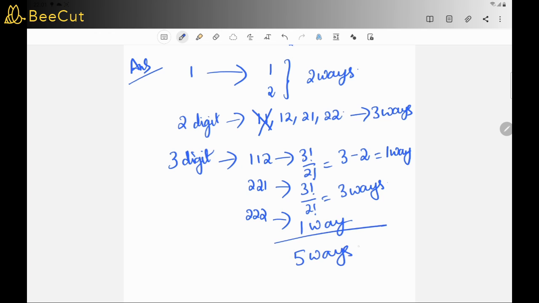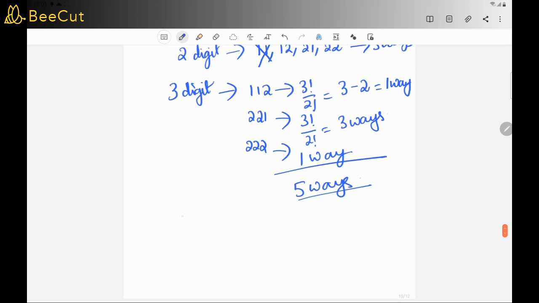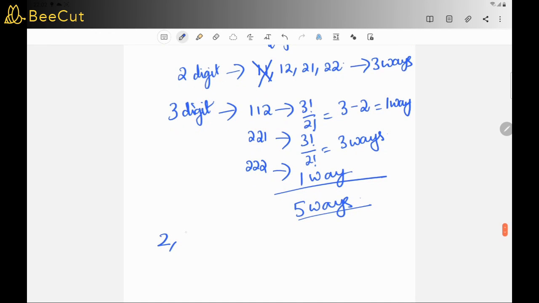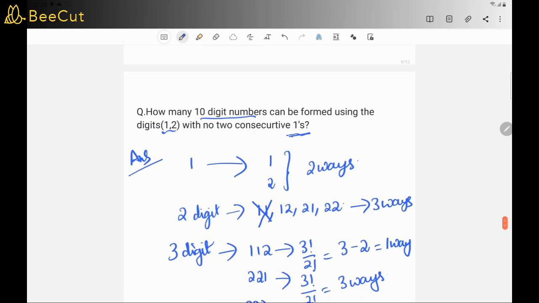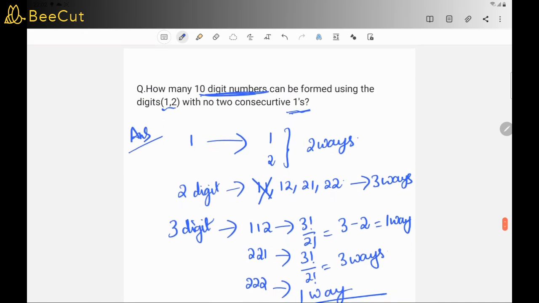Again this is following a Fibonacci series. Had there been 1-digit number, we can form it in 2 ways: 2-digit 3 ways, 3-digit 5 ways, 4-digit 8 ways, 5-digit 13 ways, 6-digit 21 ways, 7-digit 34 ways, 8-digit 55 ways, 9-digit 89 ways, and 10-digit number is in 144 ways. So that is the question. We need to form the 10-digit numbers.